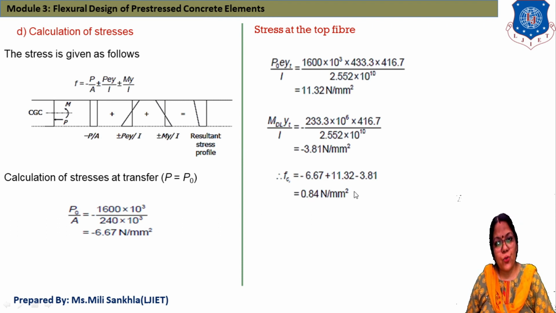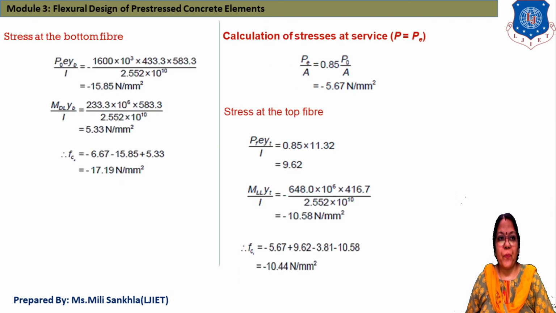You can also change the sign. You can take compressive as positive and tensile as negative as your choice, there is no effect on the answer. Now the stress at the bottom fiber. Simply here the value will change, that is YB, the distance of the bottom fiber YB, and the answer is equal to minus 17.9 Newton per mm square. These are the stresses at transfer.